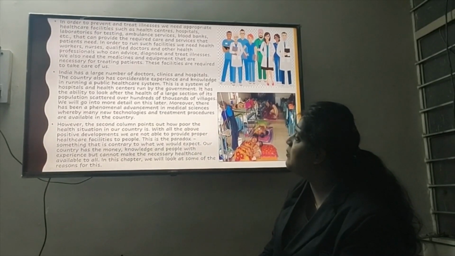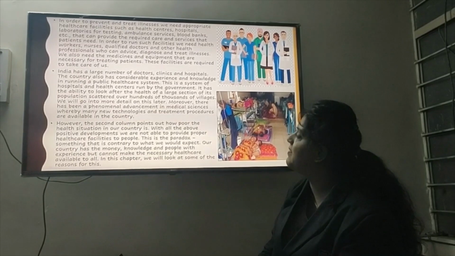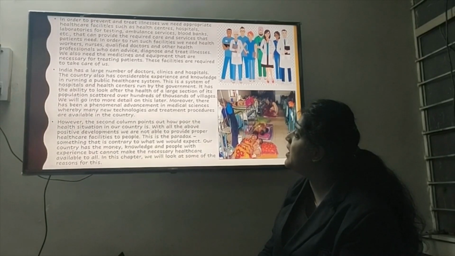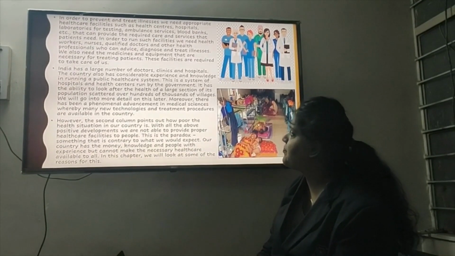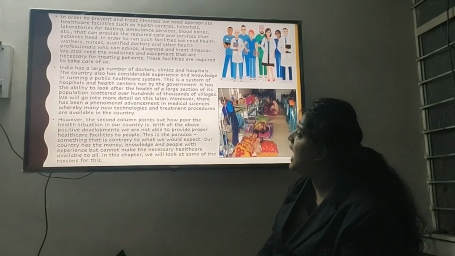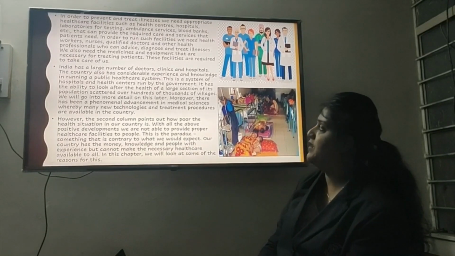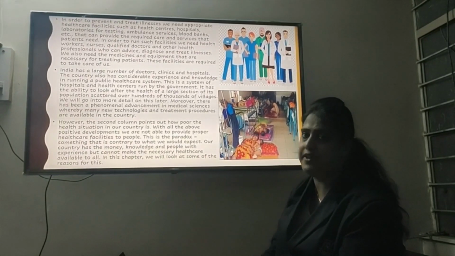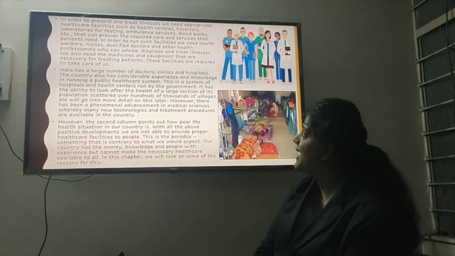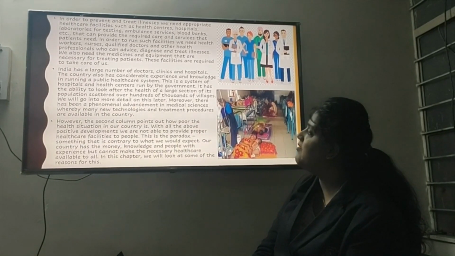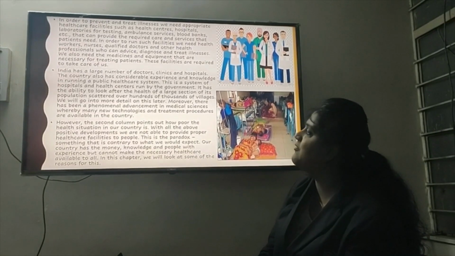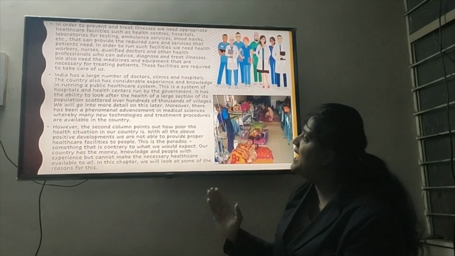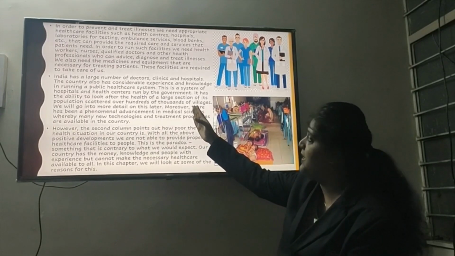India has a large number of doctors, clinics and hospitals. The country has considerable experience and knowledge in running a public healthcare system. This is a system of hospitals and health centers run by the government. As we studied earlier in this slide, India has a large number of doctors because the ratio is increasing year by year. It has clinics and hospitals as well. The country also has considerable experience and knowledge in running a public healthcare system, a system of hospitals and healthcare centers run by the government.